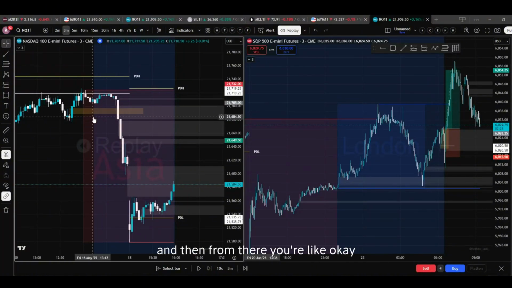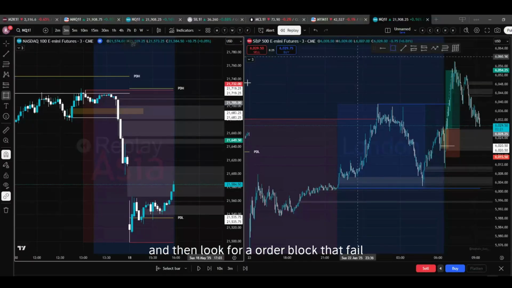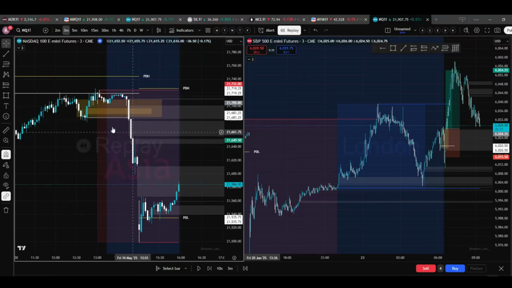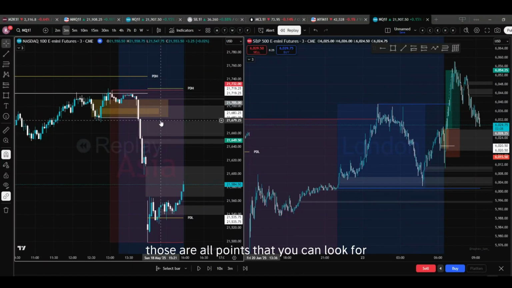And then from there, I'm going to start looking for a closure between this, and then look for an order block that fell, which is this. And you can look for potential unicorns. So session highs, session lows, previous day high, previous day low. Those are all points that you can look for or start hunting for unicorns.